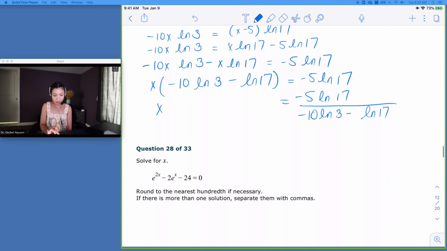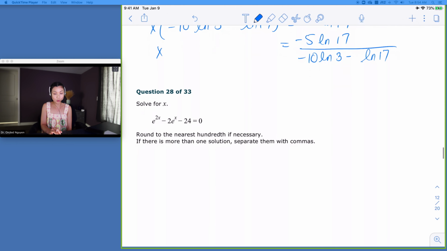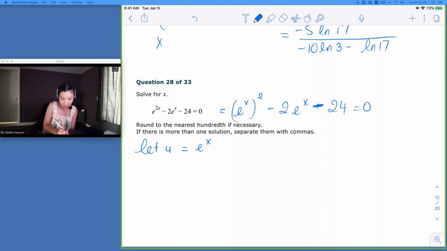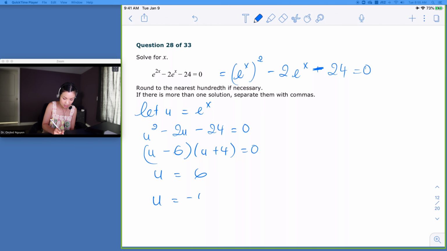All right, now number 28. You can see that we have the e function, but it looks similar to a quadratic equation. This is something we call quadratic in form. Hopefully you recognize that the first term is just e to the x power squared minus 2e to the x power minus 24. If I let u be e to the x power, the new equation using u is u squared minus 2u minus 24 equals 0. Now we can just factor. So I have u equals 6 and u equals negative 4.